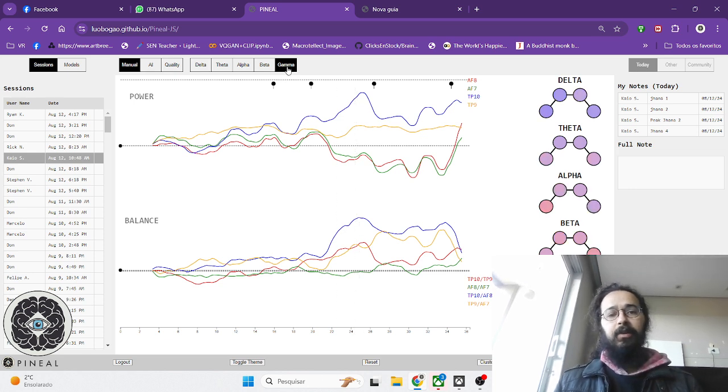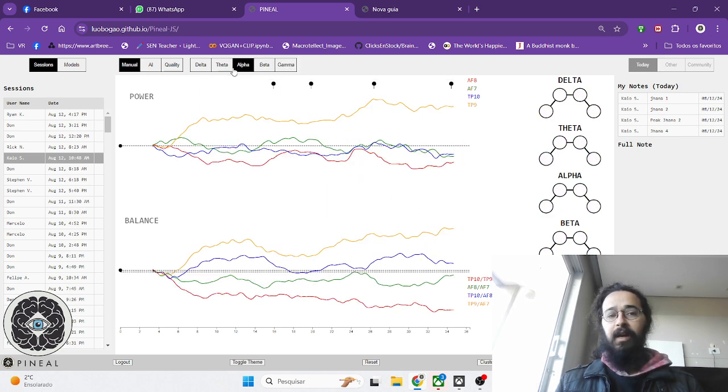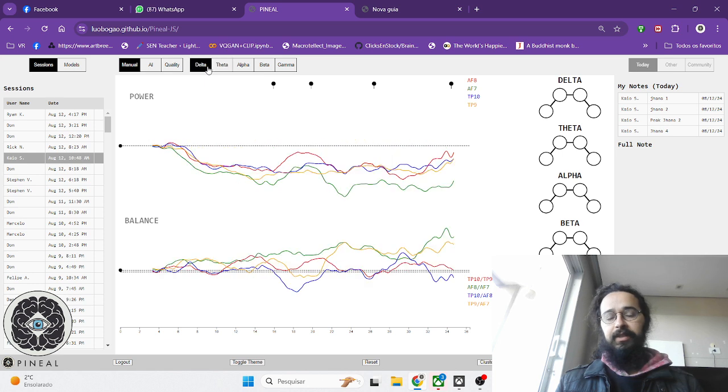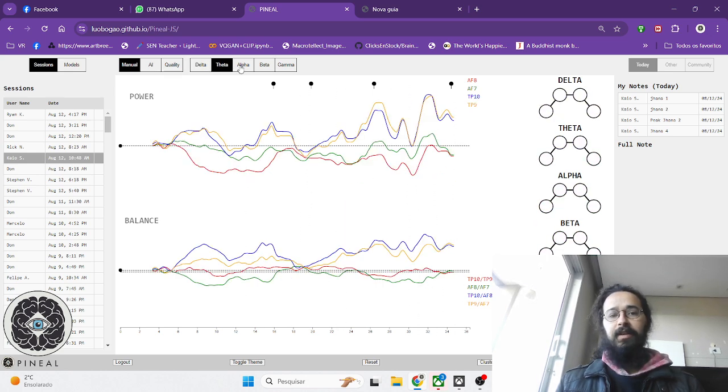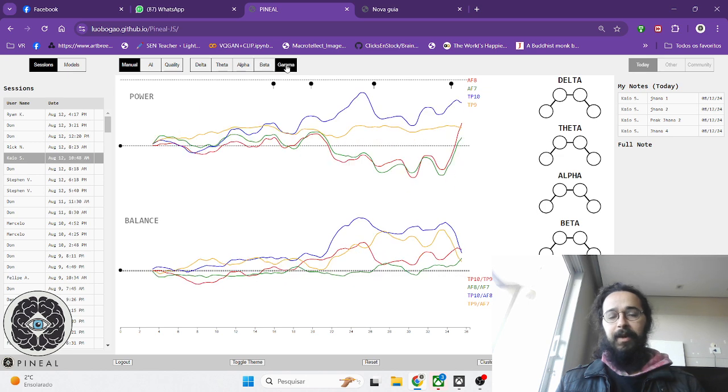And here we are looking at gamma, specifically one type of band, gamma. But we can look at beta, alpha, theta, and delta. So delta with all the 4 channels and the balance between the lateralization. Theta, alpha, beta, and gamma.